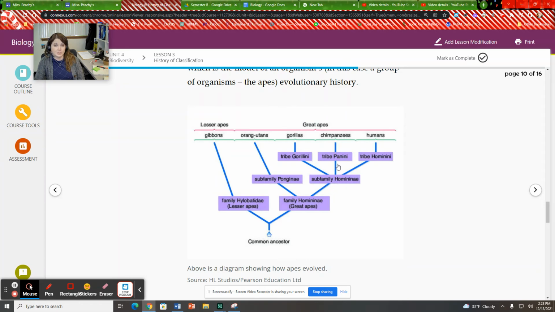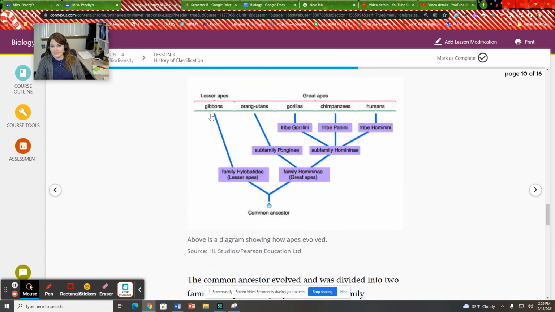And now we have three branch points. So we don't always necessarily have to have two for every one of these. Every branch point represents a common ancestor. And then we have our modern groups up at the top. Okay, so this is what's known as a phylogenetic tree. It's literally showing the oldest at the bottom, youngest at the top, with every branch point representing a common ancestor.